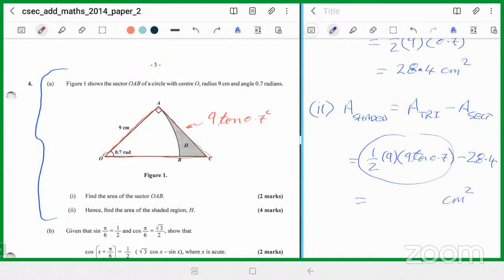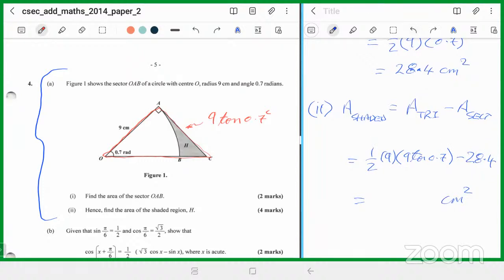This will be the area of the triangle. I don't need to know the actual value, and I'm subtracting the area of the sector. But understand this work? Yes, sir. All right, work this one for me, please, with the calculator. 5.71. 5.71 centimeters squared. Done. That is it. All right, that is that.